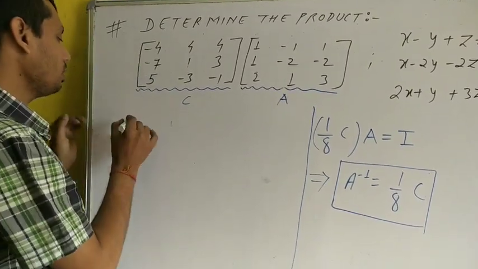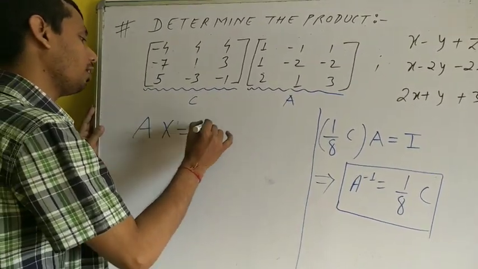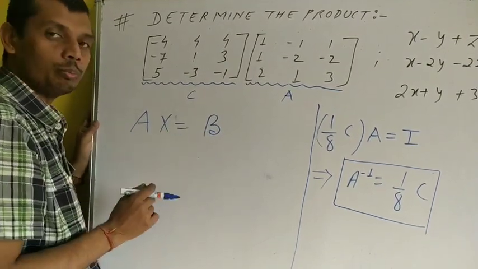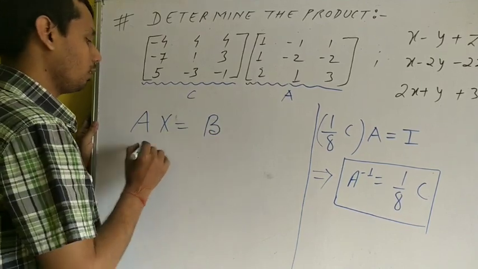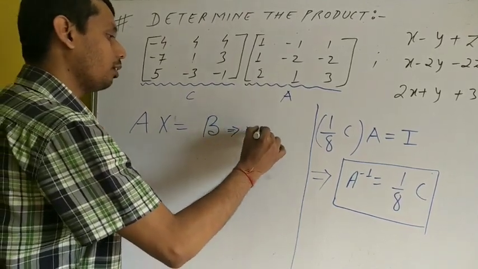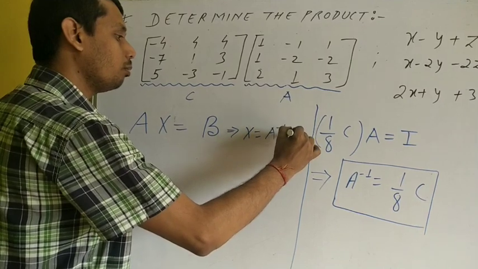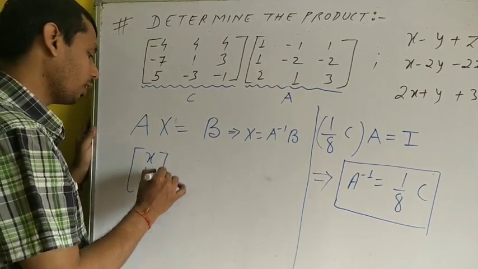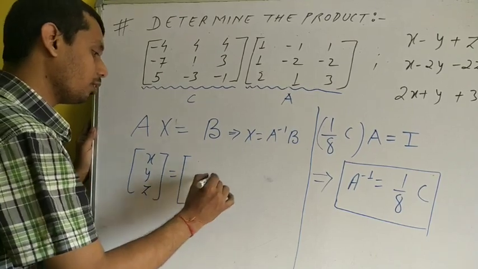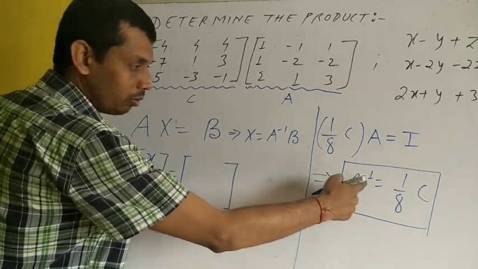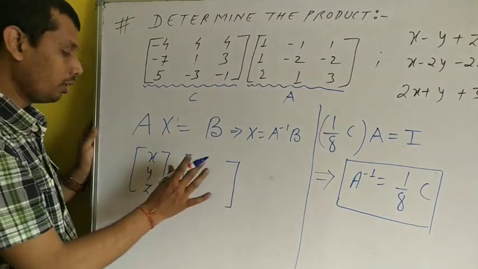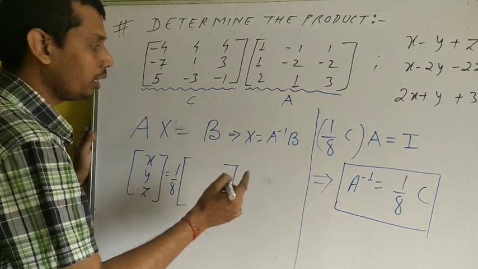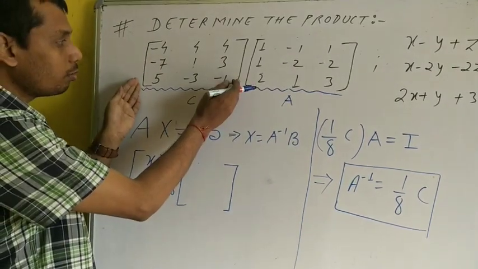Now, the system of equations. What is the system of equations? AX is equal to B. Okay. This AX is equal to B. What is X? This implies that X is equal to A inverse B. Now what is X? X is the variable matrix x, y, z. A inverse, we have determined the value of A inverse. What is the value of A inverse? A inverse is equal to 1 by 8 into C. What is C? This is the matrix C.